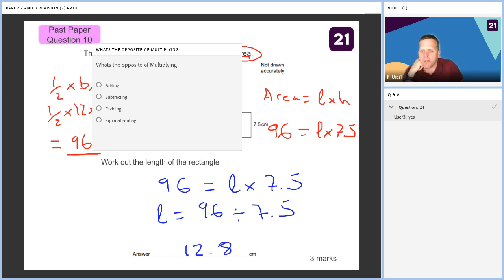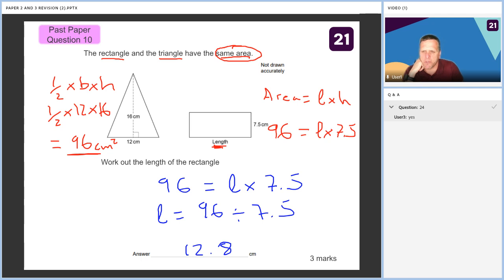Okay, so we've got our answer of 12.8. So remember when you see these questions, it says to find the area of the thing you know. Think about how you would find the area of the other thing, and then it will say they're the same area, or it might have something else like area is 10 centimeters squared more, something like that, and you can use that information to help you find your missing value.